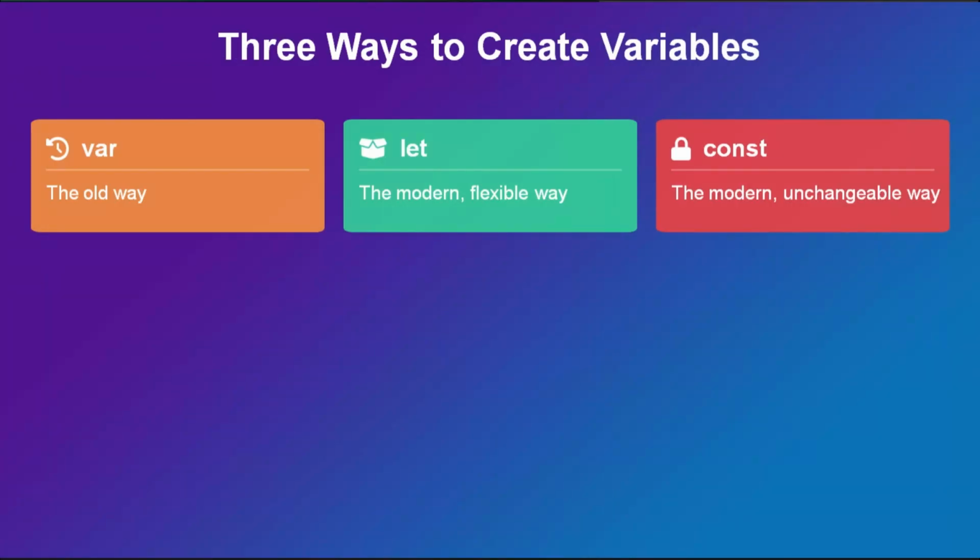JavaScript has three ways to create a variable. Var is the old way, let, the modern, flexible way, const, the modern, unchangeable way. But the difference is not just new versus old. There are important behavior differences you really need to understand.